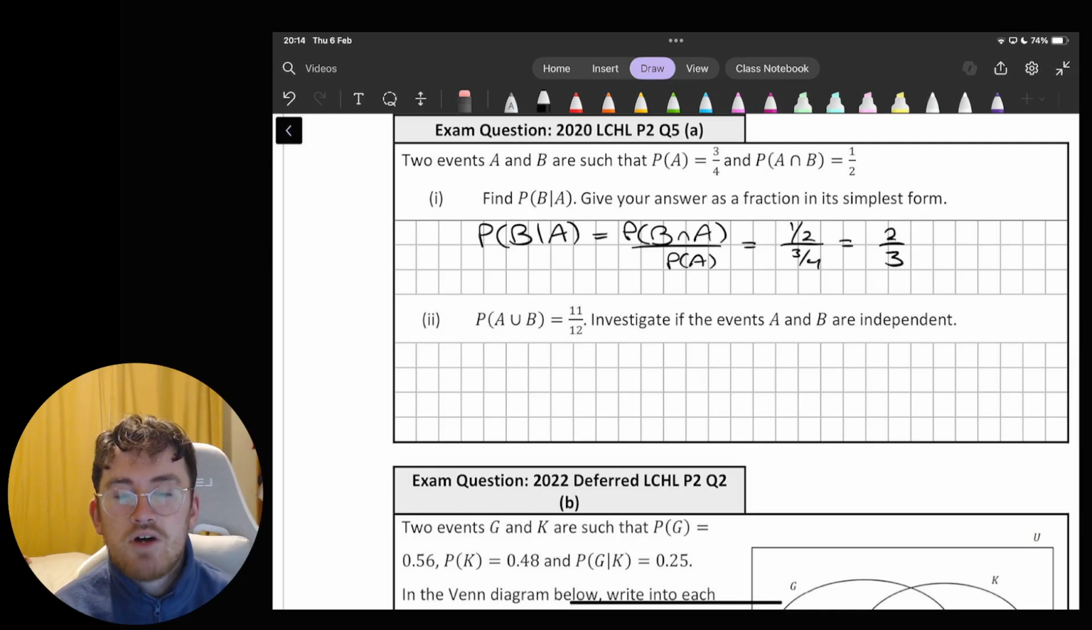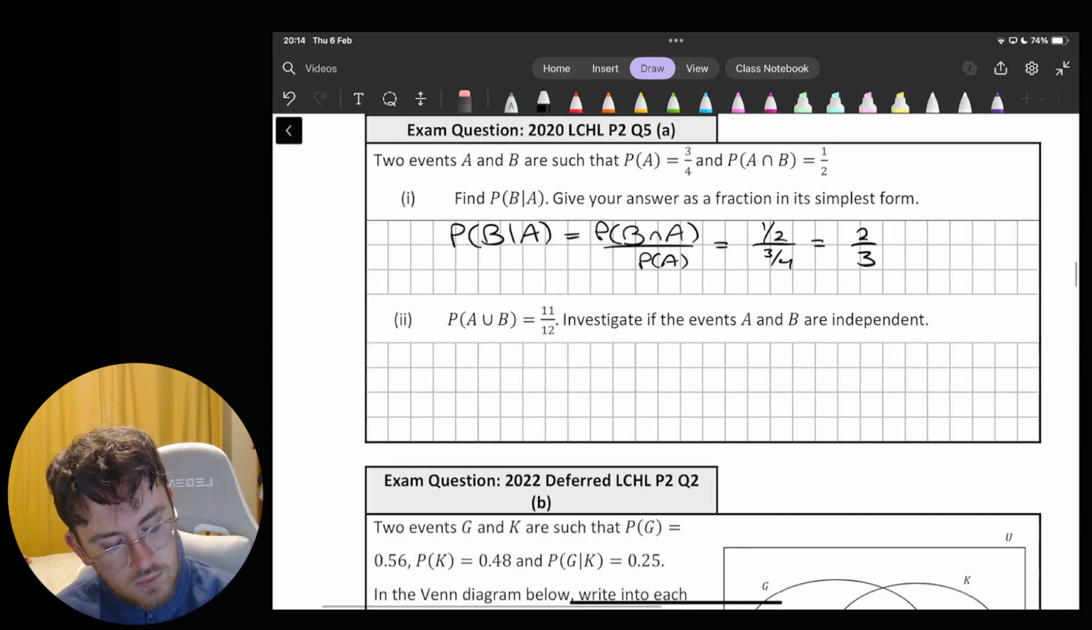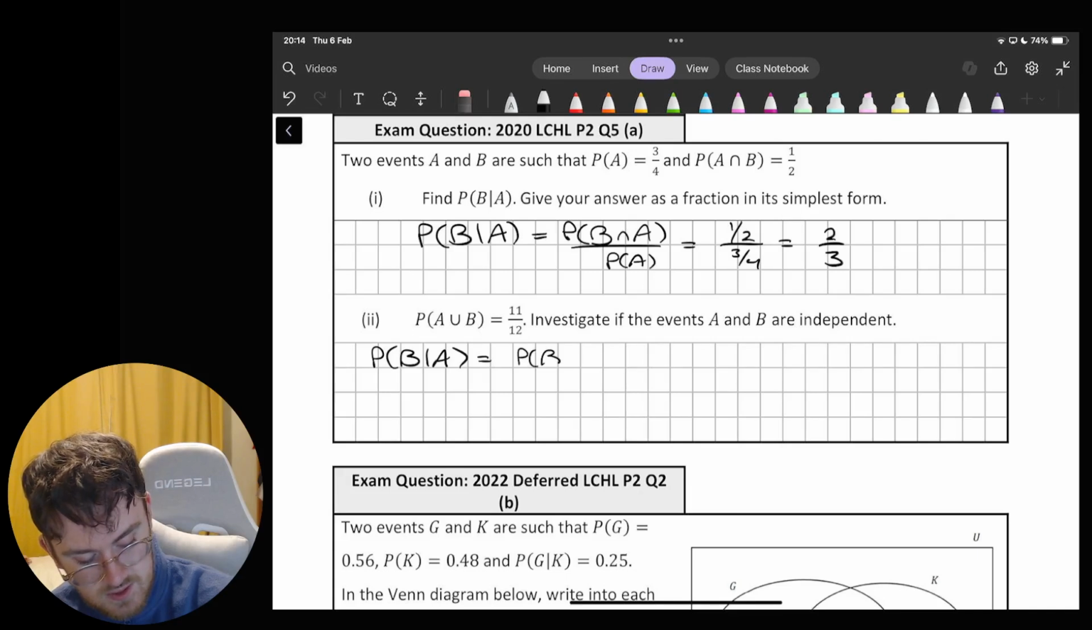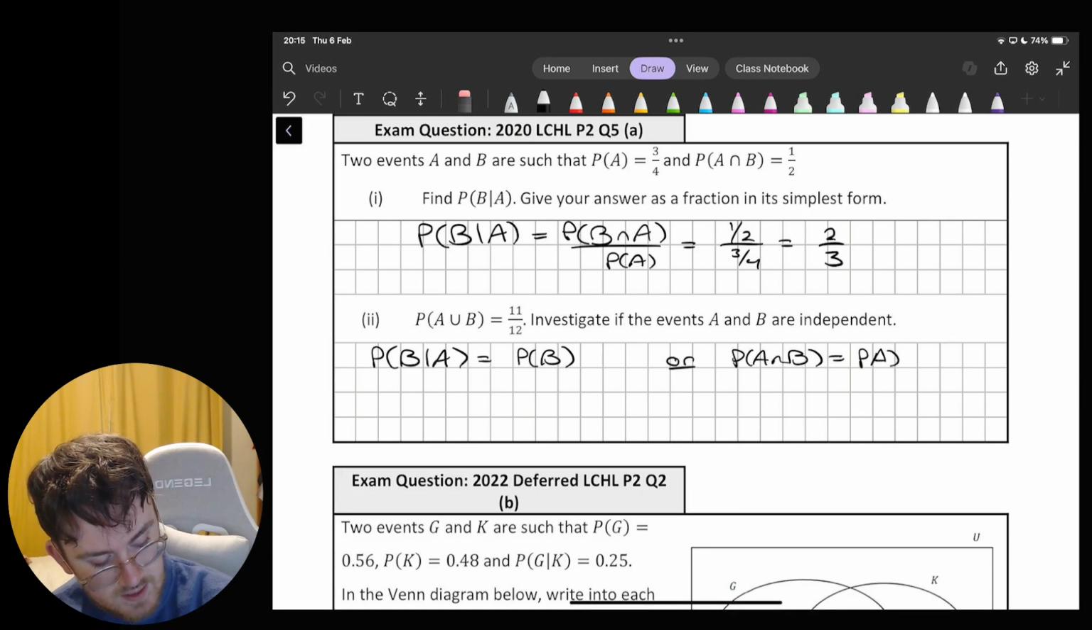Probability of A union B is 11 over 12. Investigate if they're independent. So what we know about them being independent, we can test whether B given A, since we know it here, is equal to the probability of B, or we can test whether the probability of both, A intersection B, is A times B.